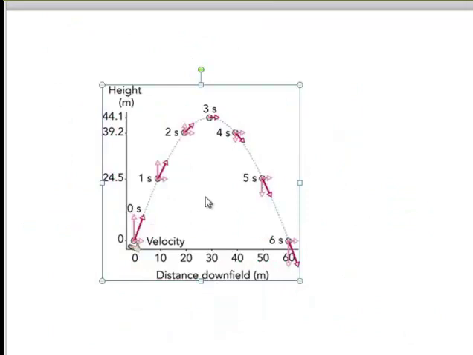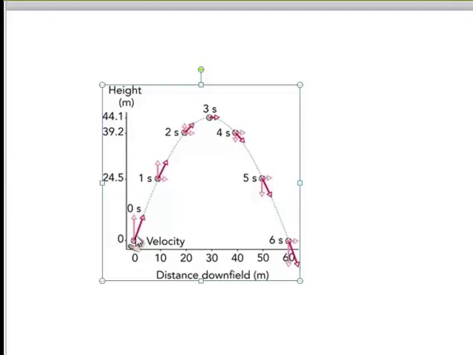Alrighty, so here we can see exactly what we've just calculated. At 0 seconds, we're throwing it up. It has an upward velocity, an initial one. At 1 second, see how this purple vector right here?